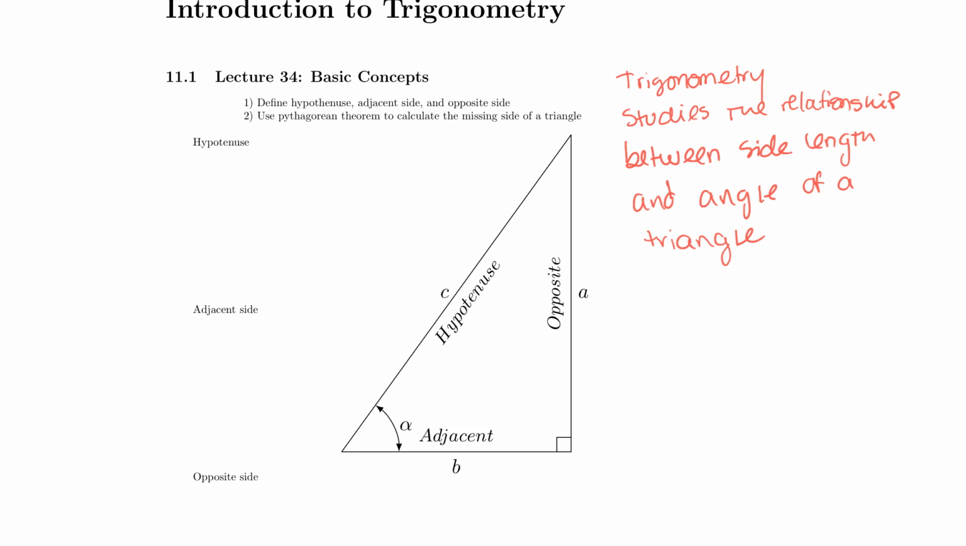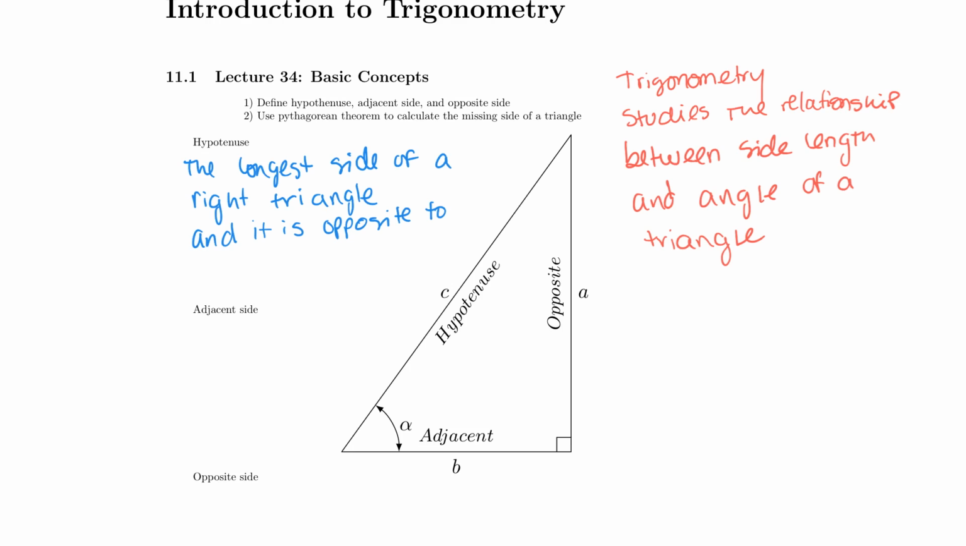Okay, as we mentioned before, the longest side of a right triangle and also the side opposite to the right angle is called hypotenuse. We already mentioned this when we introduced the Pythagorean theorem, but it's good to refresh that concept. Okay, so the hypotenuse is, again, the longest side of the right triangle, and it is opposite to the 90-degree angle.